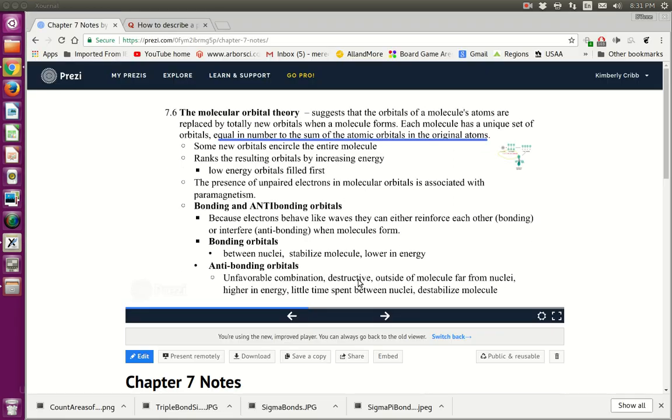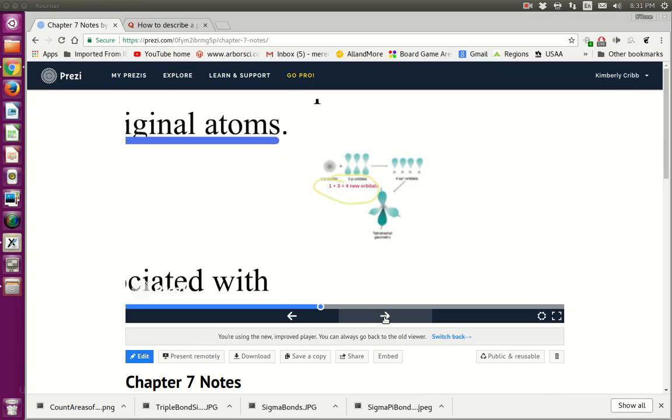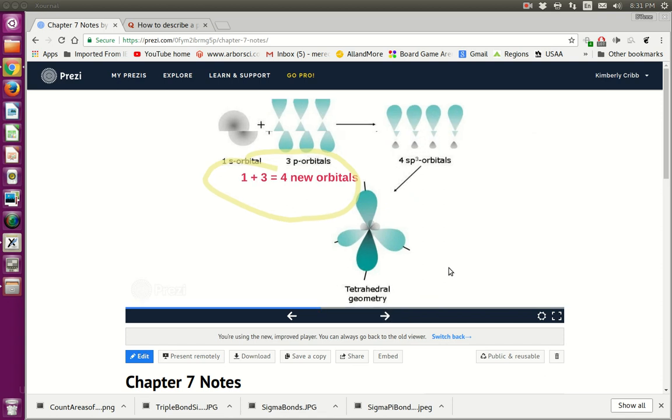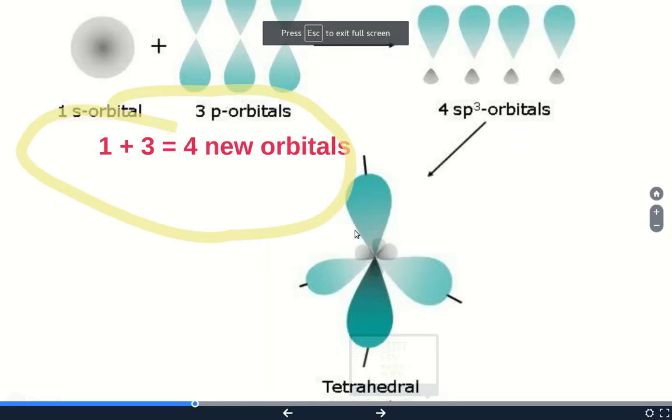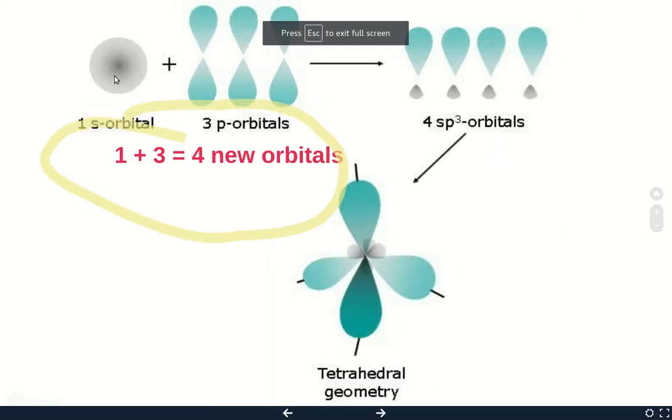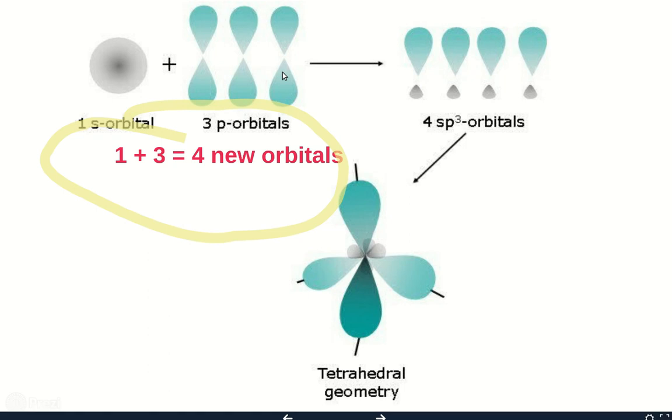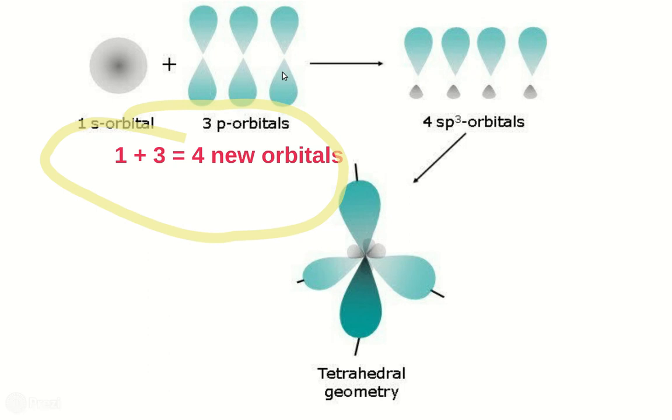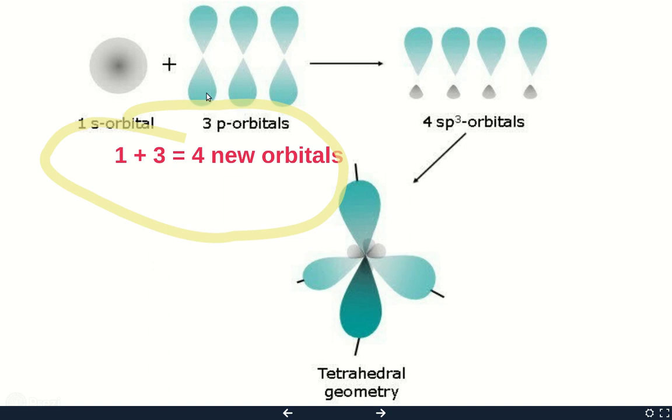So if I look at my Prezi, I have a picture that shows you that. Look at this. We have 1 s orbital right here, and 3 p orbitals right there. And so when we morph these guys together in this theory, we're going to take 1 of the s's and 3 of the p's, and that's 4 total orbitals to start with. 1 plus 3 is 4, but we make 4 new orbitals that are all exactly the same.